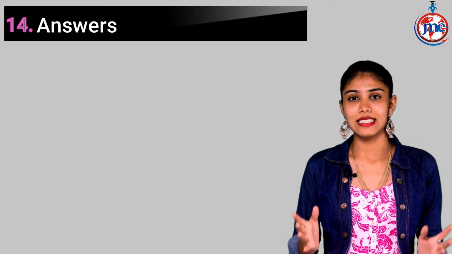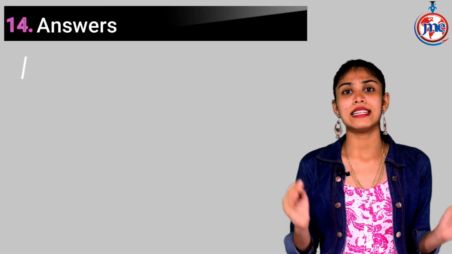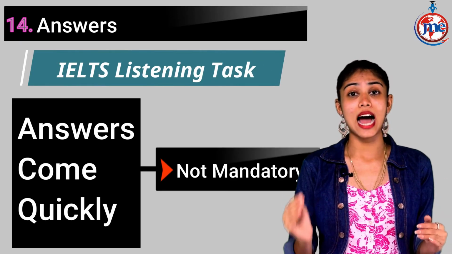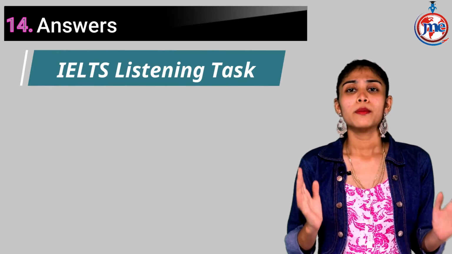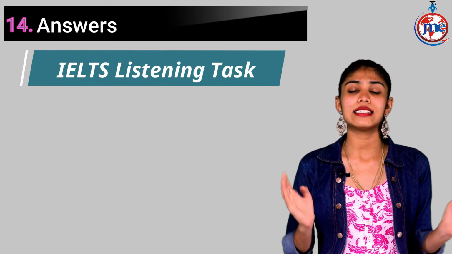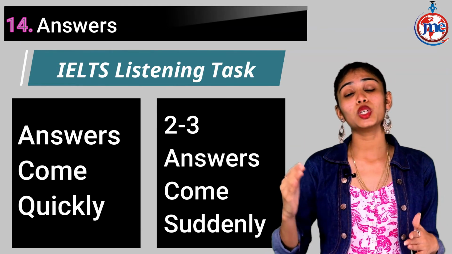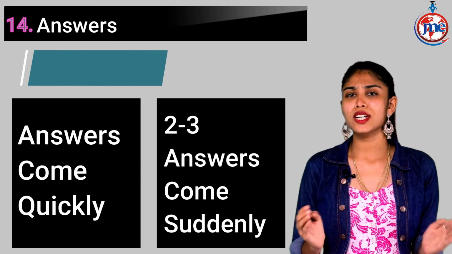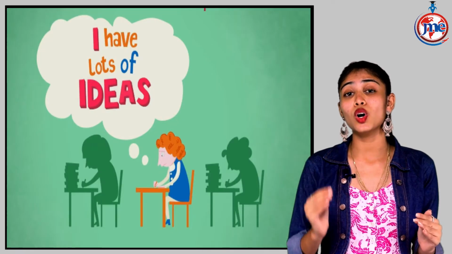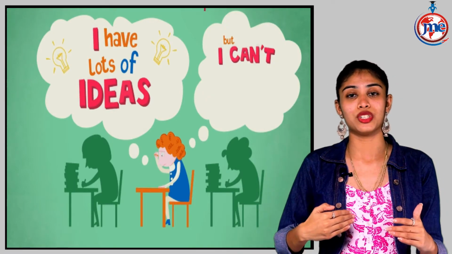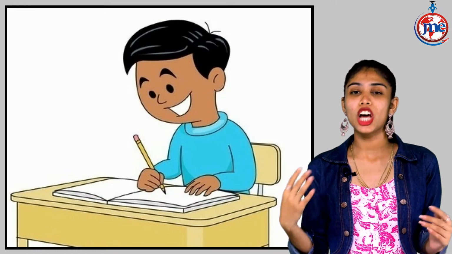Now let's see point number 14, which is about answers. So students, in your IELTS listening task, answers can come quickly, and it is not mandatory that answers should come at intervals of time. Students, in your IELTS listening task, sometimes an answer comes too quickly, and sometimes it happens like 2-3 answers come suddenly. So students, all you need to do is just don't concentrate on one question. You also have to look at the question given below. So students, you can easily answer all your questions.